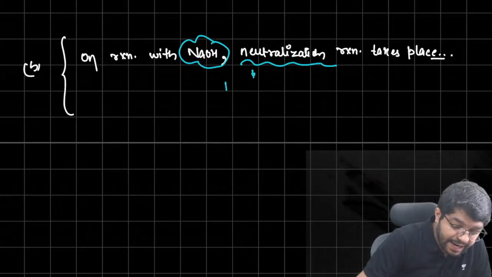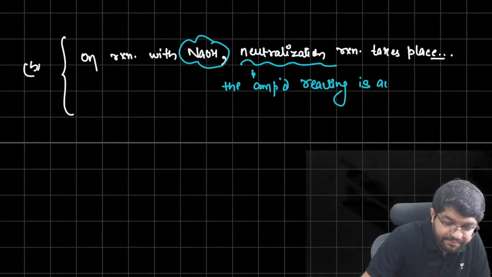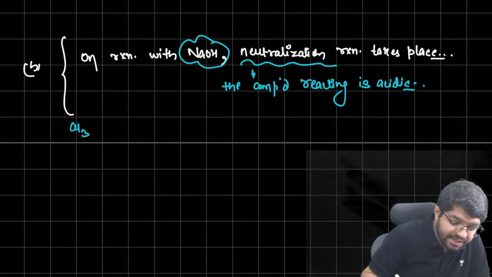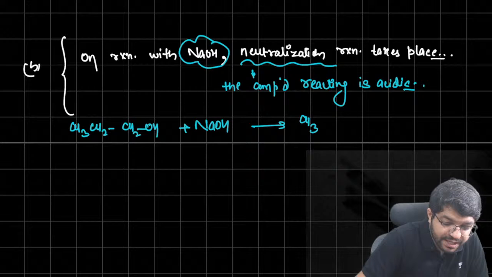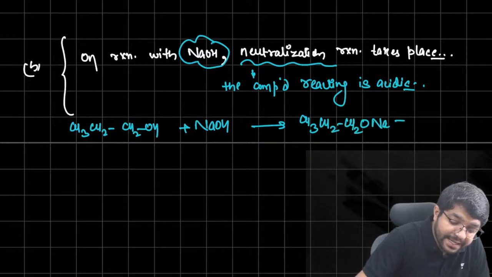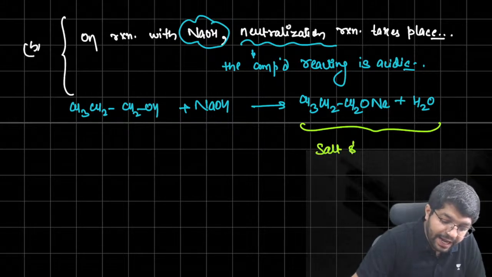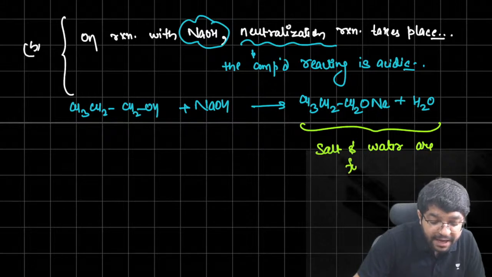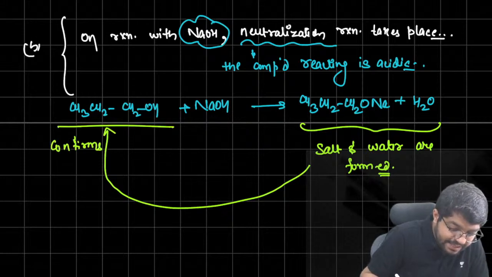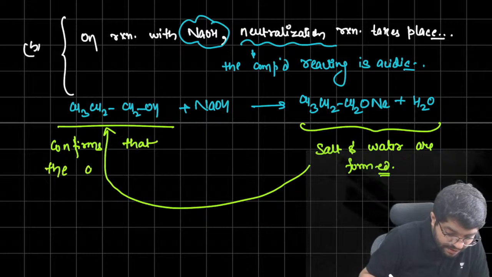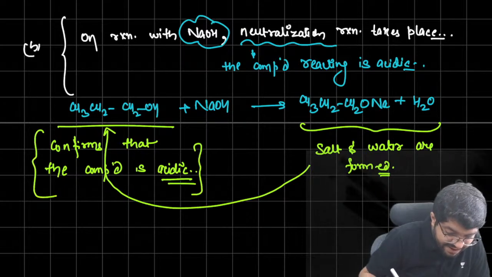That means the compound reacting is acidic. How do I define that, sir? The same stuff, CH3CH2CH2OH, in the presence of NaOH gives you CH3CH2CH2ONa plus H2O. It is the salt and the water which is formed, confirming that the compound is acidic. Very, very important. Quickly pen it down.